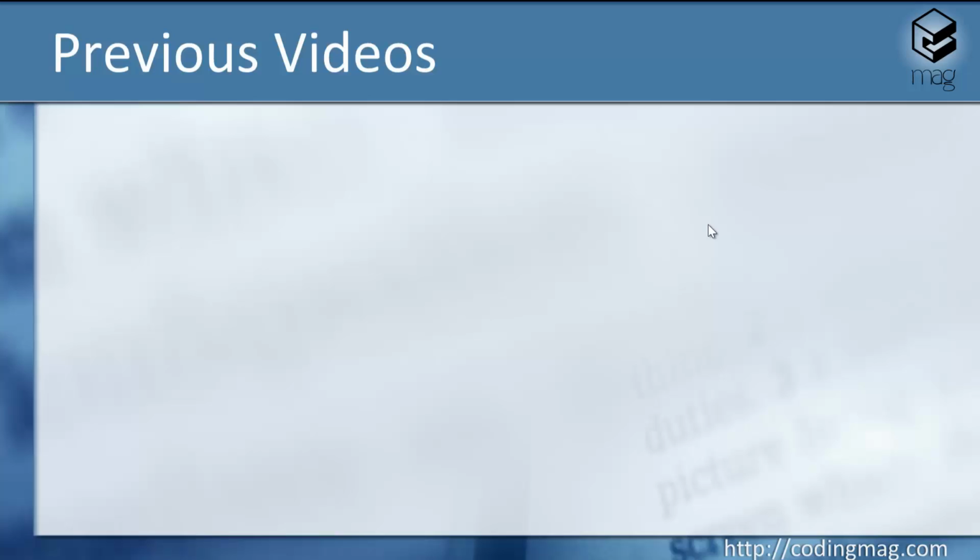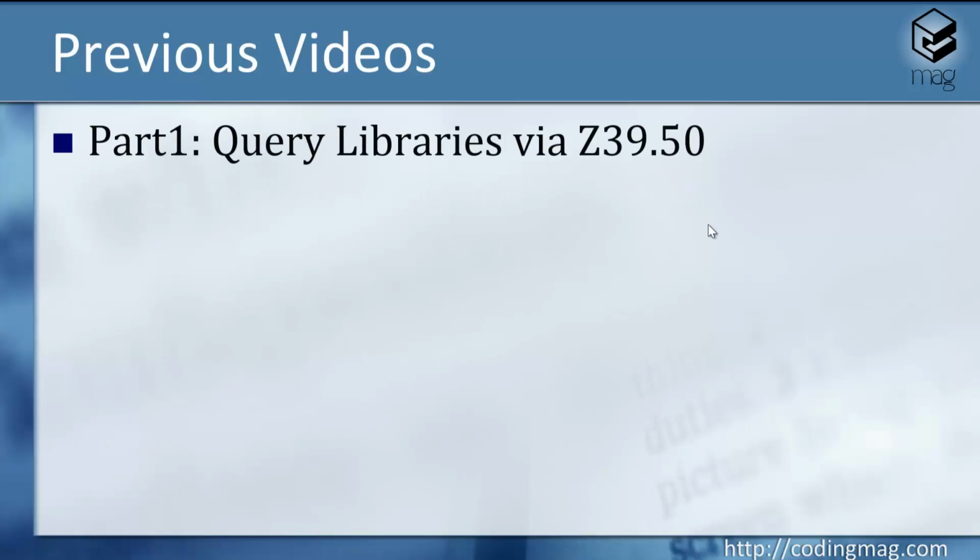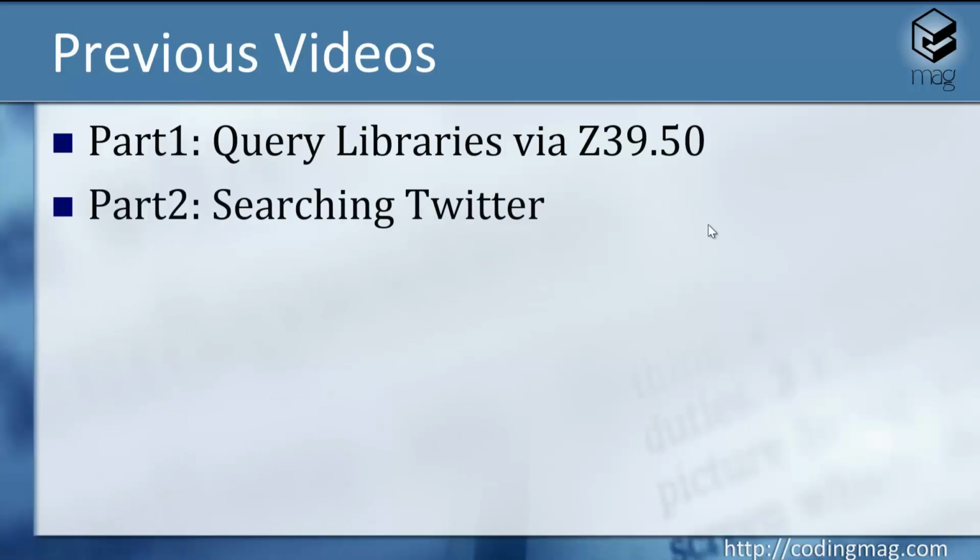And let's see what happened in the previous videos. The first part was about querying libraries via Z39.50 protocol. In fact, there was a guy who asked a question in codingmac.com, but I was on holiday and I totally forgot this question. Sorry for that. I will answer it as soon as possible. Sorry for that again. So now we are in the second part, which is searching Twitter.